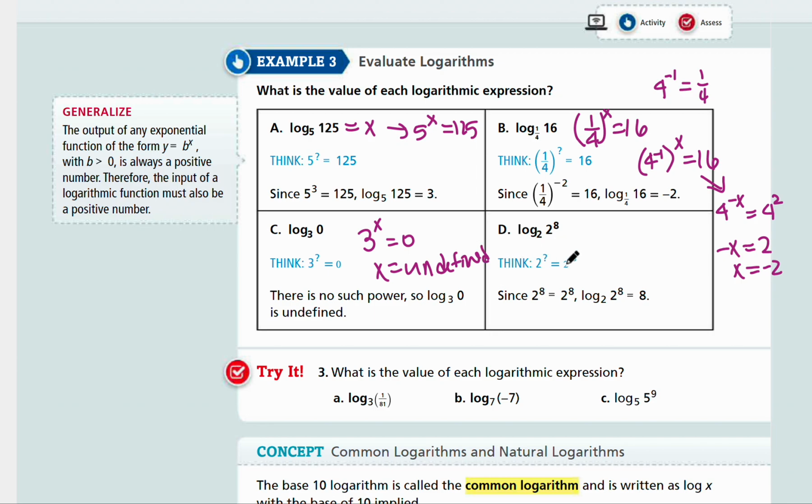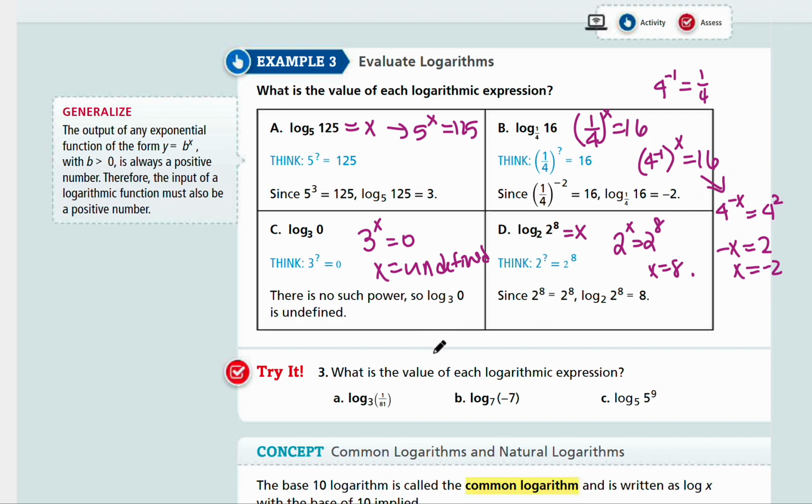Okay, log base 2 of 2 to the power of 8. That's still fine. The result is still x that we're trying to figure out. So 2 to the power of x is equal to 2 to the power of 8, which means because the base is the same, your exponent has to be the same. x is just equal to 8.